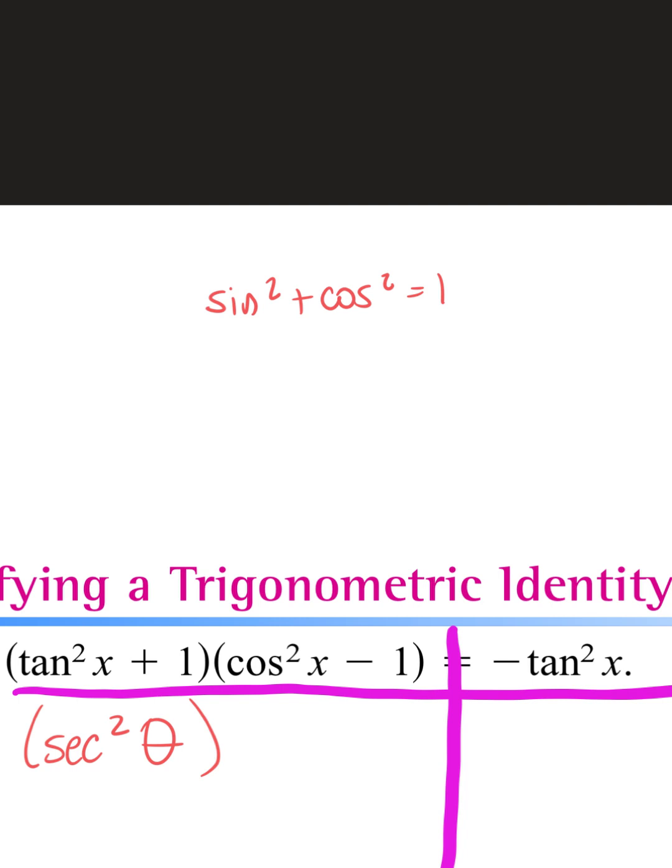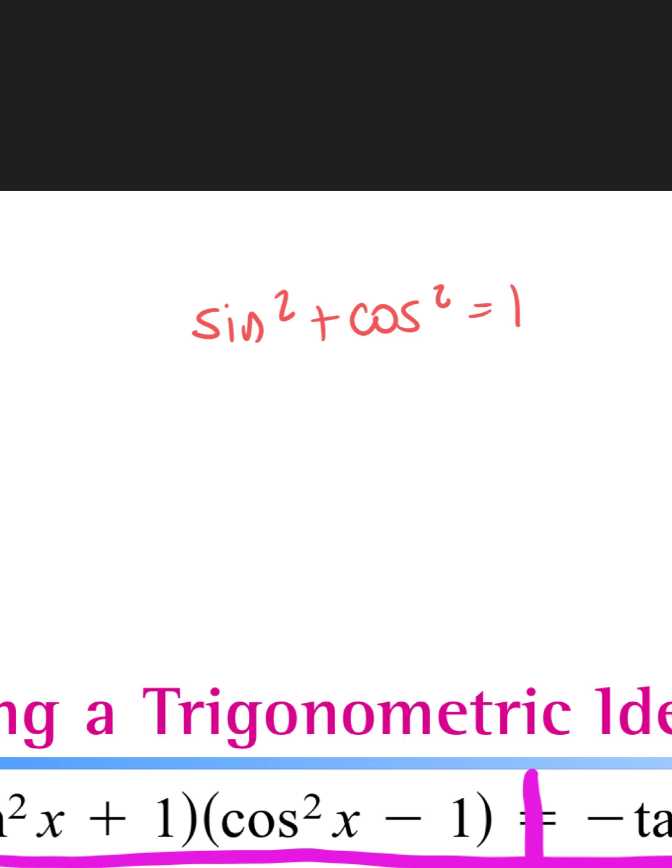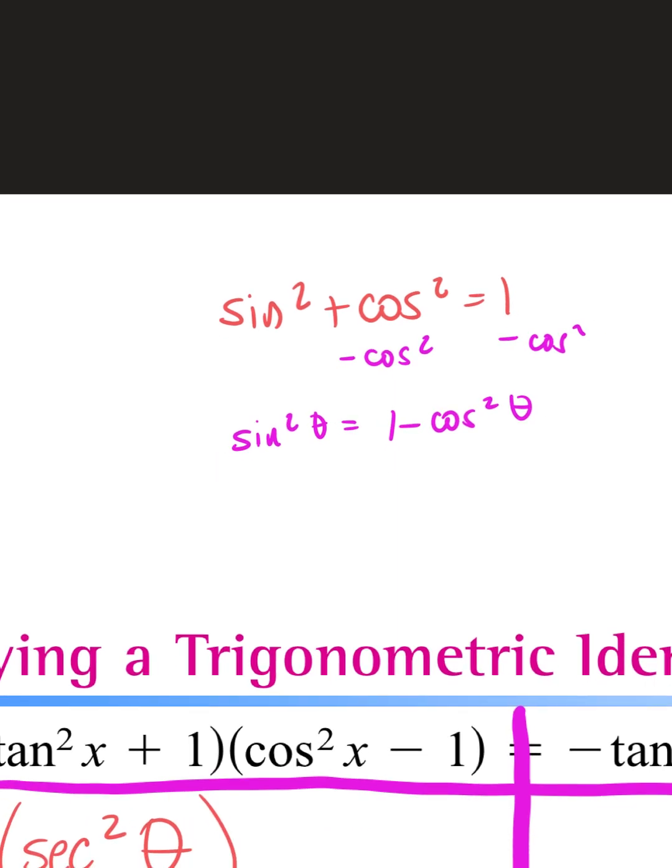So let's think about this for a second. I needed to say cosine x minus 1. Well, my first thought would be to move the cosine, right? So I have sine squared theta equals 1 minus cosine squared theta. Are these two things right here the same? They're not the same, but they're close, yeah?